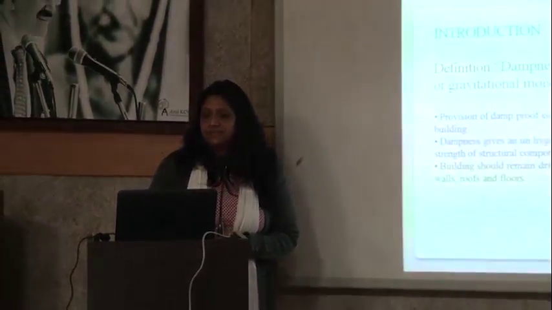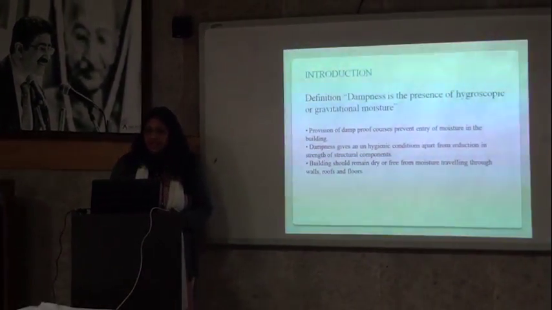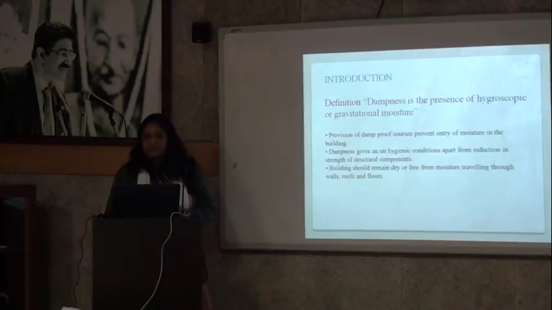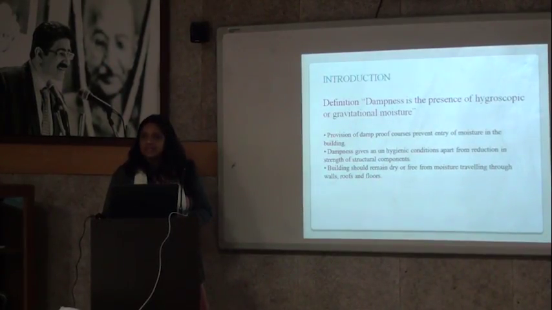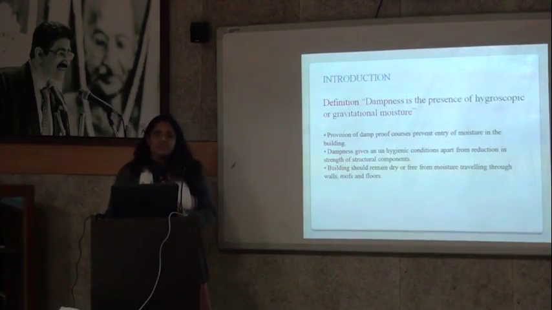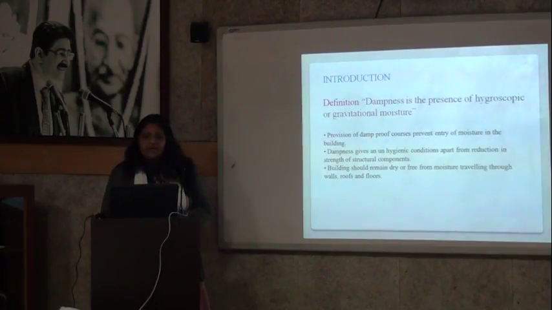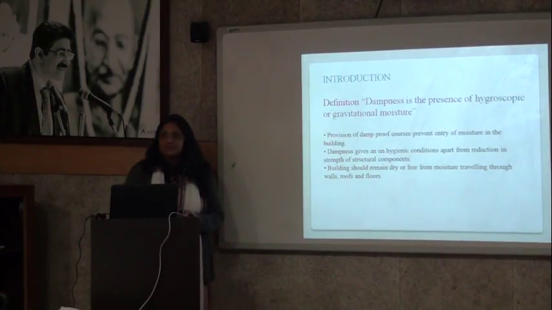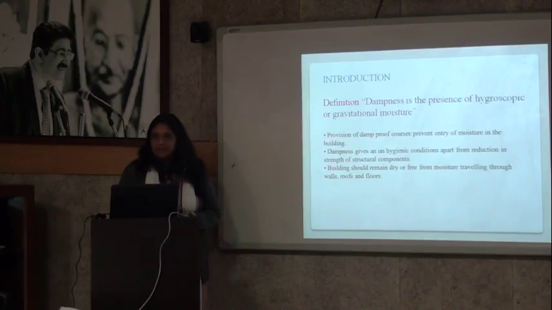So, one of the topics is dampness protection. To know about the dampness protection, first we see the definition. What is dampness actually? Dampness is the presence of hygroscopic and gravitational moisture. Hygroscopic moisture means the moisture which is present in the atmosphere, and any substance which has a tendency to accumulate moisture on the surface. If dampness is present on any surface, then it ruins that space, because it will create a very unhygienic atmosphere to live in, as well as ruin the structural stability of the building.